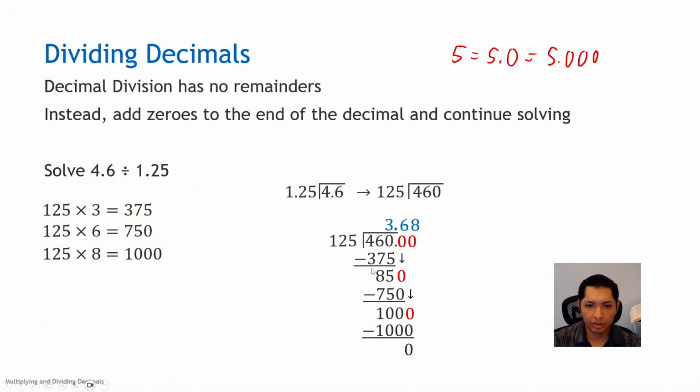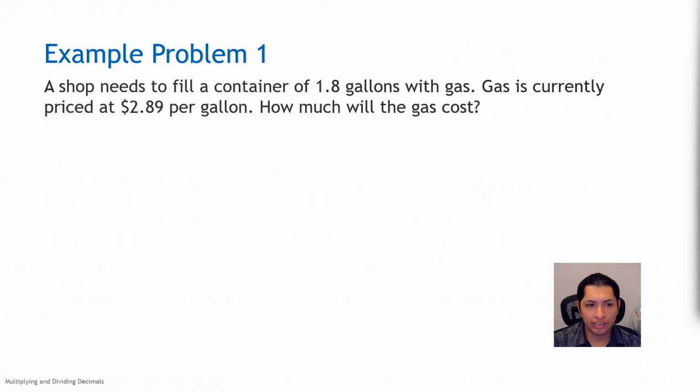With any division problem, once you get to 0, that means that you are done. And the answer here is 3.68. And we'll go over another problem in the example problems. Let's look at an example problem.